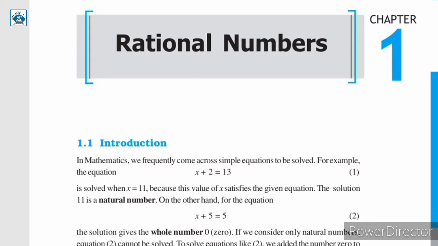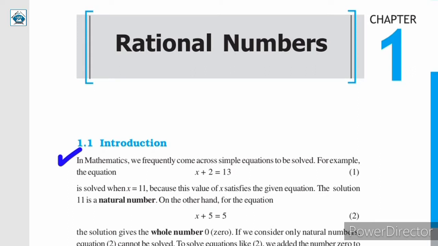Hello students, let us begin chapter 1. The name of the chapter is Rational Numbers. Now in the previous classes you all have learned about natural numbers, whole numbers and integers. So in this chapter we will learn about some properties of these numbers along with rational numbers. So let us recall what are natural numbers, whole numbers and integers.